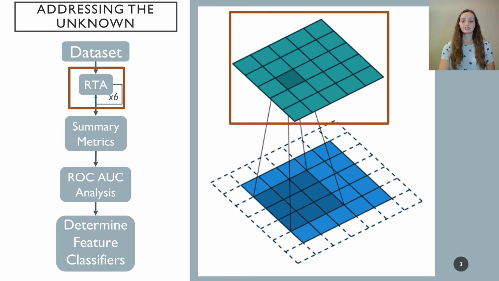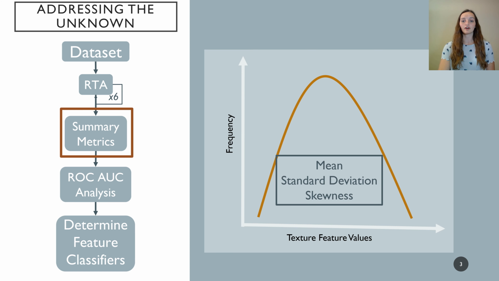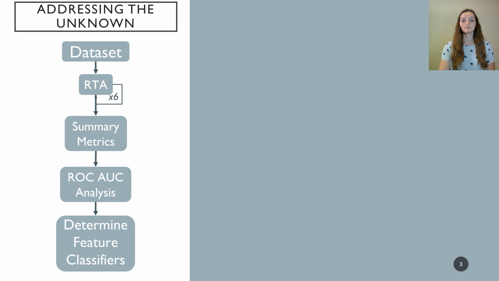On the right, the visualization shows how a roaming region of interest goes through the image and extracts the values to this 2D array on top. This 2D array can be thought of as a distribution of texture feature values, and thus the mean, standard deviation, and skewness can be calculated for this texture feature. These are referred to as summary metrics in our research and help bring the data set to a smaller size, making it more manageable to analyze.